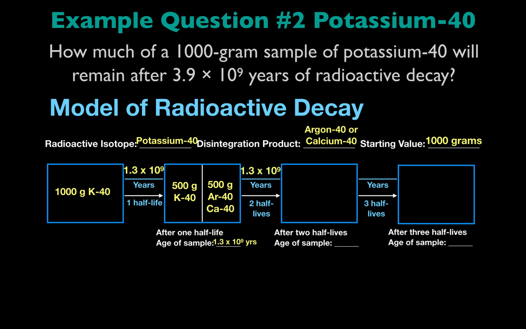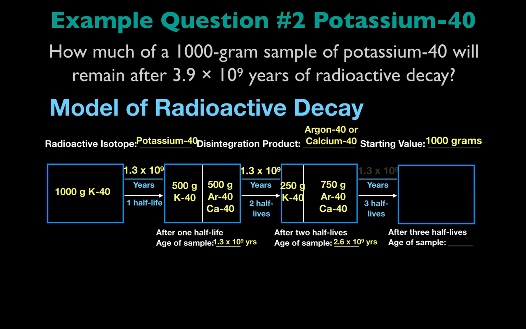After another half-life passes, 1.3 times 10 to the 9th years, that 500 grams of potassium-40 is going to be cut in half again to 250 grams of potassium-40, which means you have 750 grams of the disintegration products. At this point, you add up all the time that's passed, and you have 2.6 times 10 to the 9th years old.